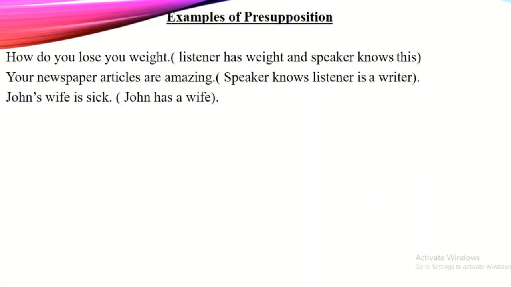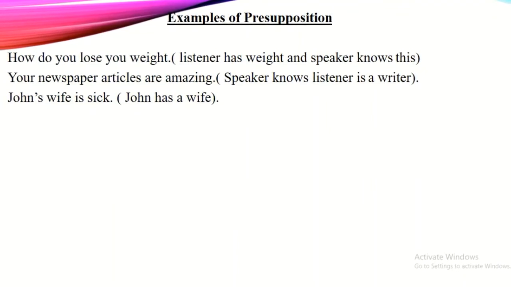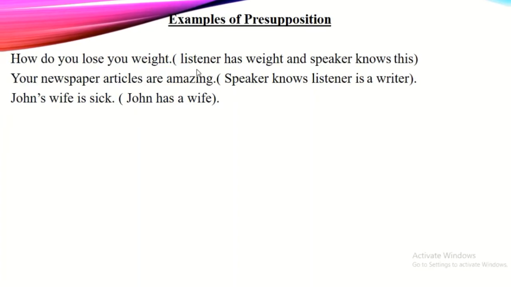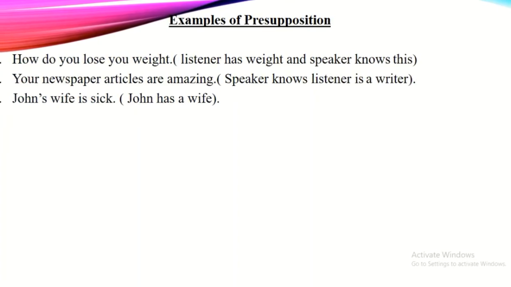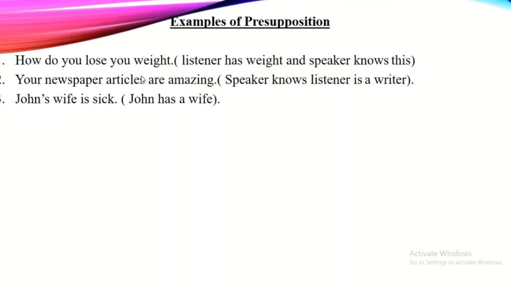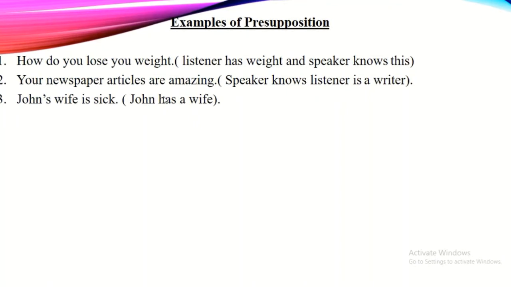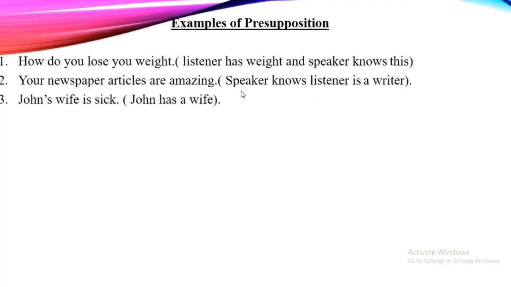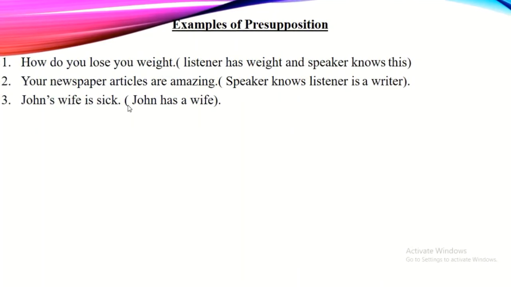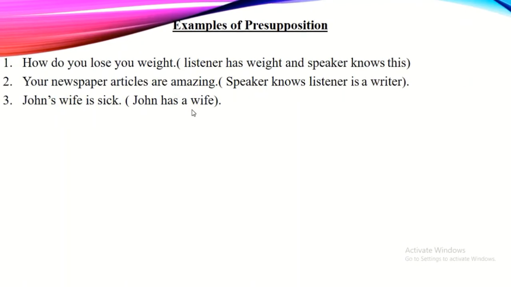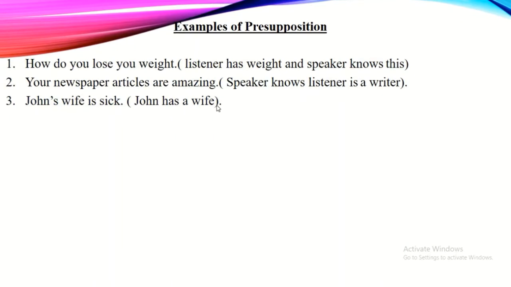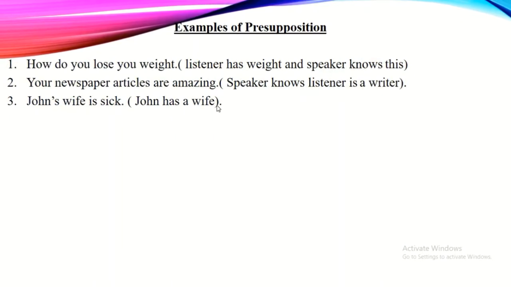Let's have a look at examples of presupposition. How do you lose your weight? Here, the speaker assumes or presupposes that the listener has weight, so he or she is asking. Your newspaper articles are amazing. Here, the speaker knows the listener is a writer. And the third one is John's wife is sick. Here, the speaker knows that there is someone called John and he has a wife who is not feeling well. This is the speaker's presupposition that is shared by the listener.